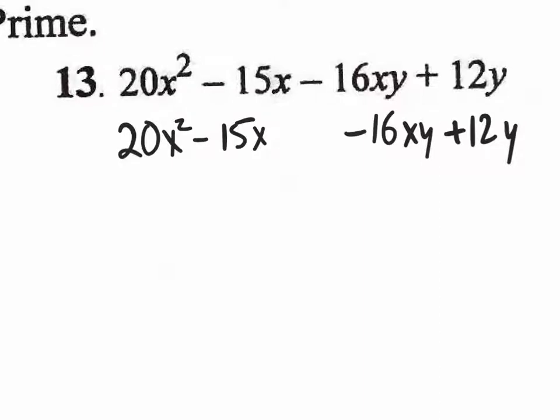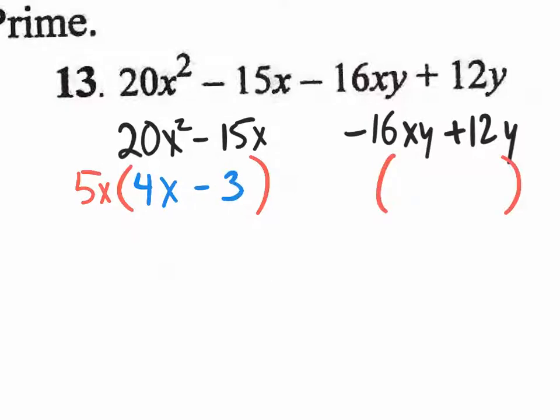And then on factoring by grouping, you look at your first group and you ask what could you pull out. And there is a 5 and an x in common in both terms. And when you pull out a 5x, you end up with the 4x minus 3. And in the second group, we could pull out a y for sure, and also a 4, but it's even better to pull out a negative 4y.